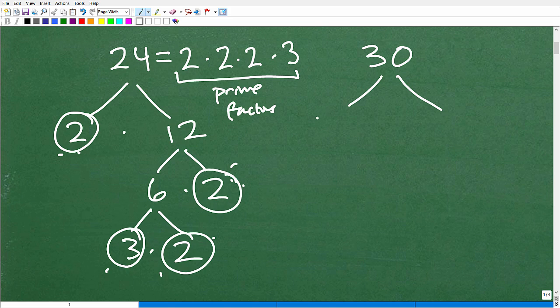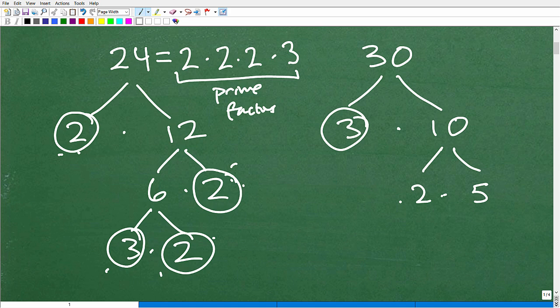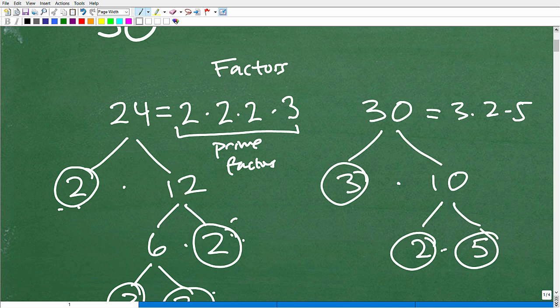Okay, so 30 is what? All right, that's going to be 3 times 10. Okay, so 3, I'm done. I can't go any further. But 10, I can break that up as 2 times 5. And then these are both prime numbers here. So 30 is equal to 3 times 2 times 5. Okay, now let's go up here and back to our original problem.